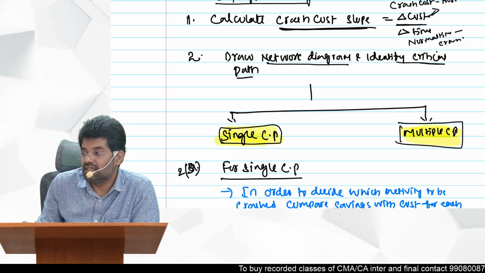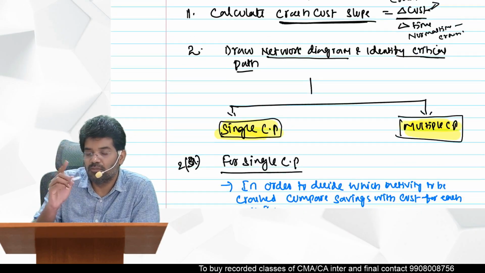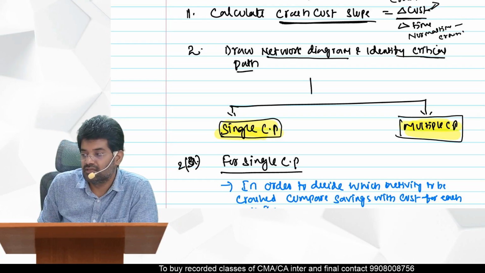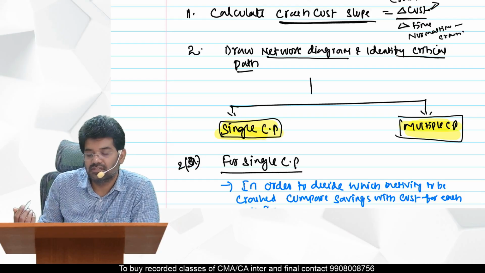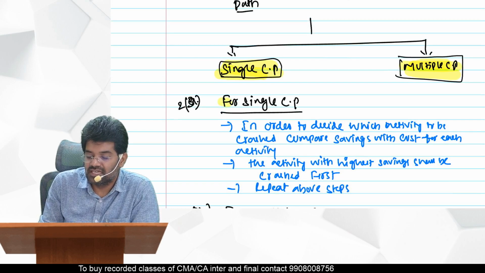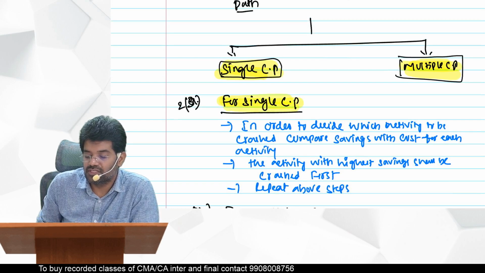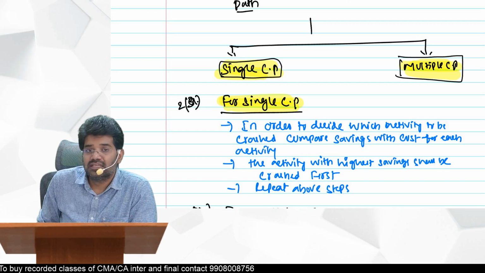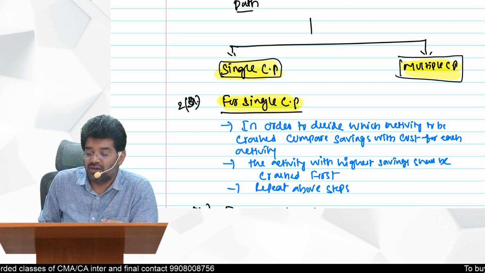Single critical path and multiple critical path. Only one path if you have a single critical path; more than one path means you have multiple. If you have a single critical path, what you have to do is select the activity with the least cost slope.